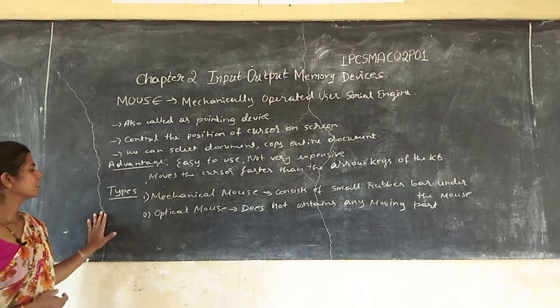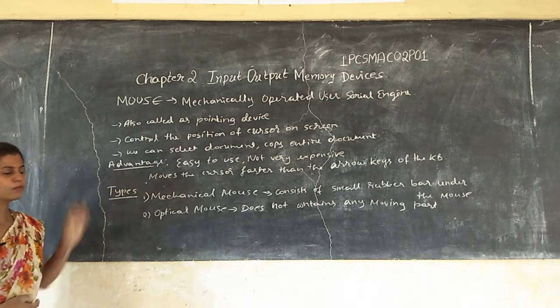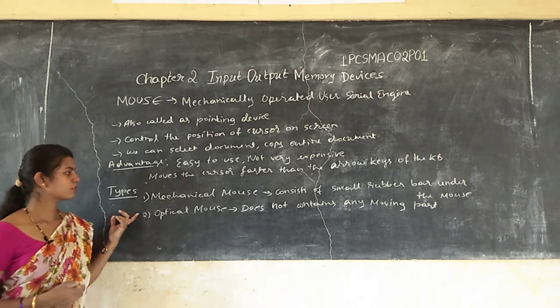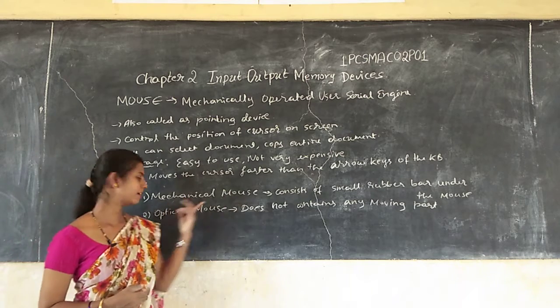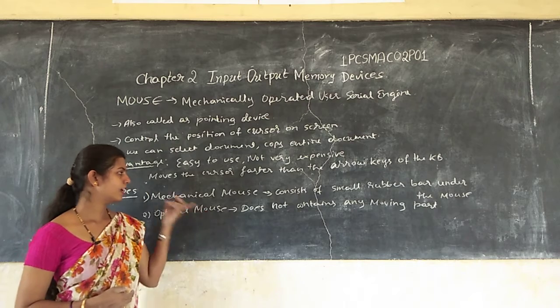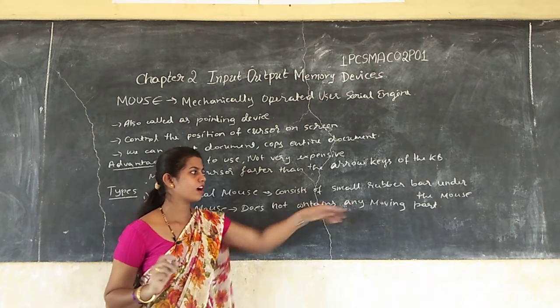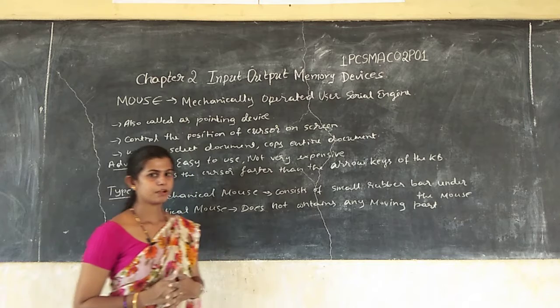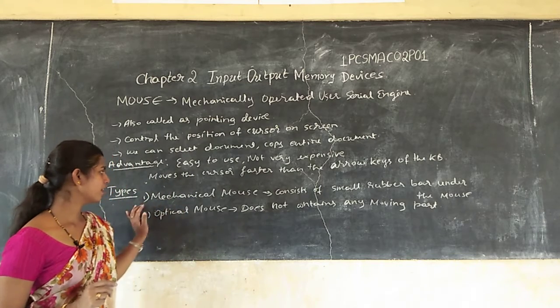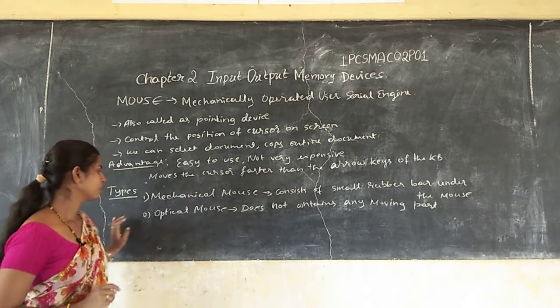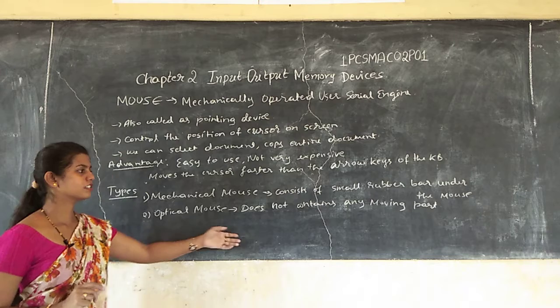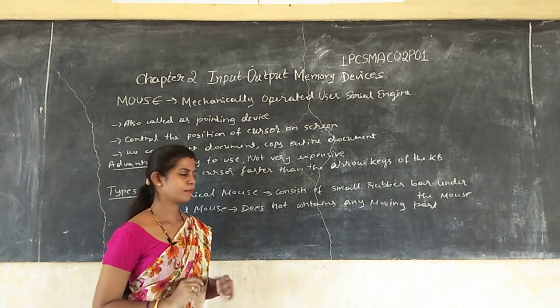So these are the advantages of the mouse. And the types of mouse are the mechanical mouse and the optical mouse. The mechanical mouse consists of a rubber ball under the mouse, by using which we can move the mechanical mouse. And the optical mouse does not contain any moving part.